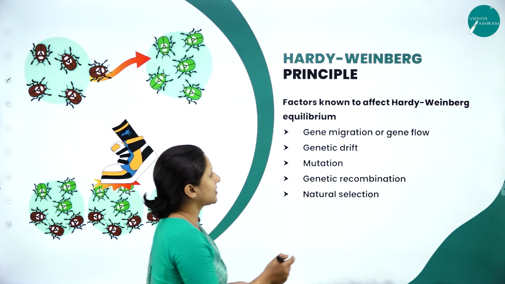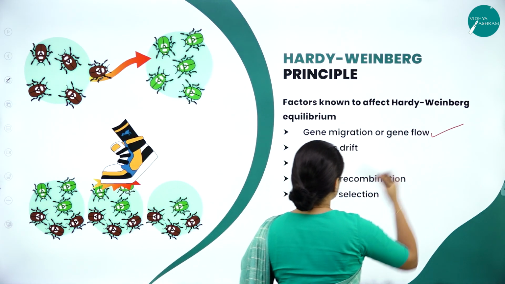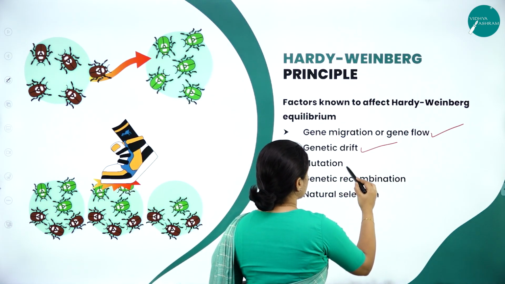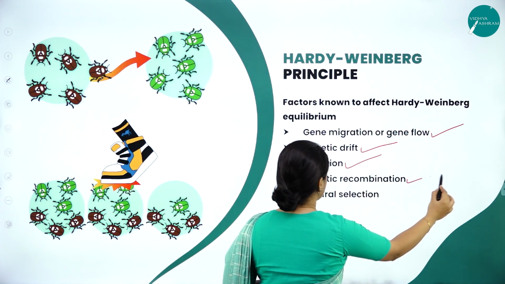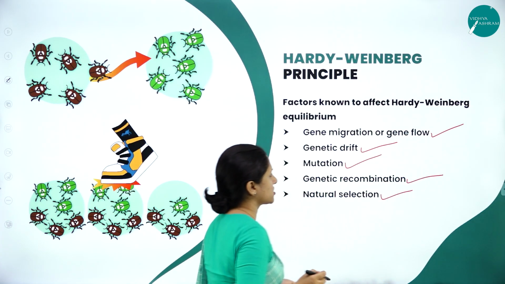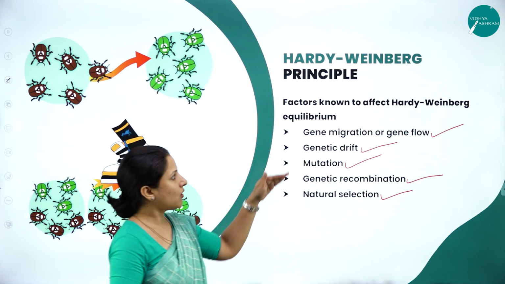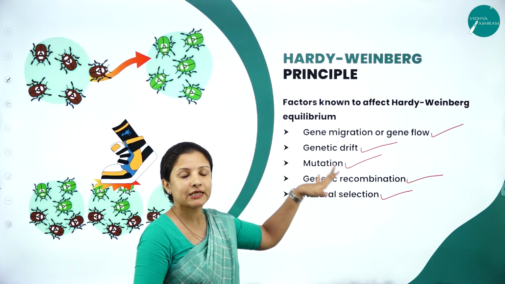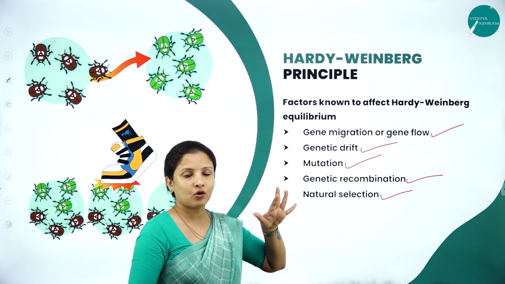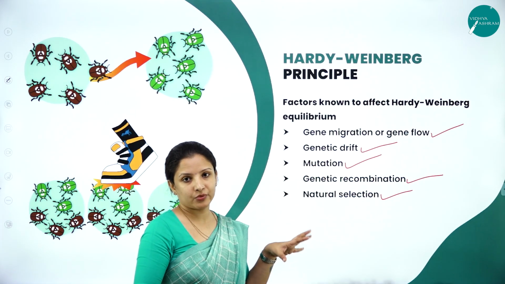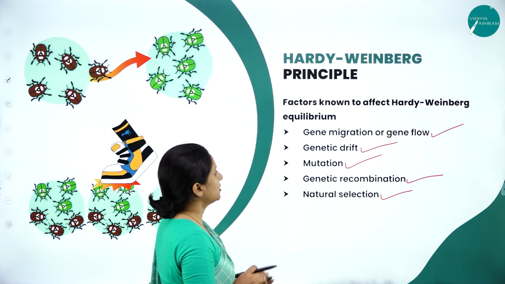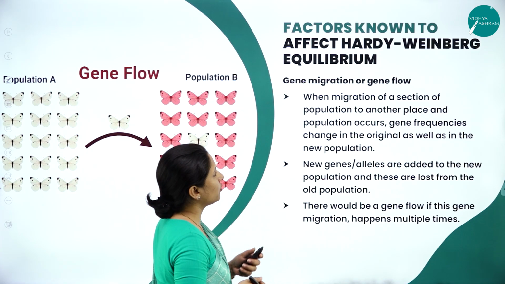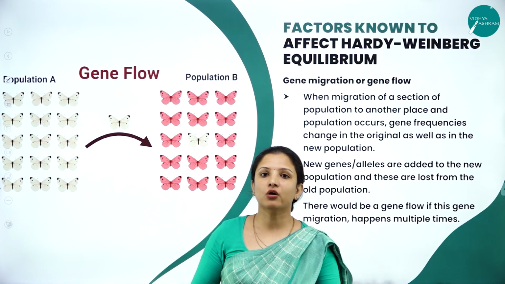So one of the factors is gene migration or gene flow. Then it is genetic drift, it is mutation, it is genetic recombination, it is natural selection. So in a population, all these factors can happen which can lead to an alteration or which can affect the equilibrium of Hardy-Weinberg's principle. So let's learn about each of these one by one. Talking about gene migration or gene flow.